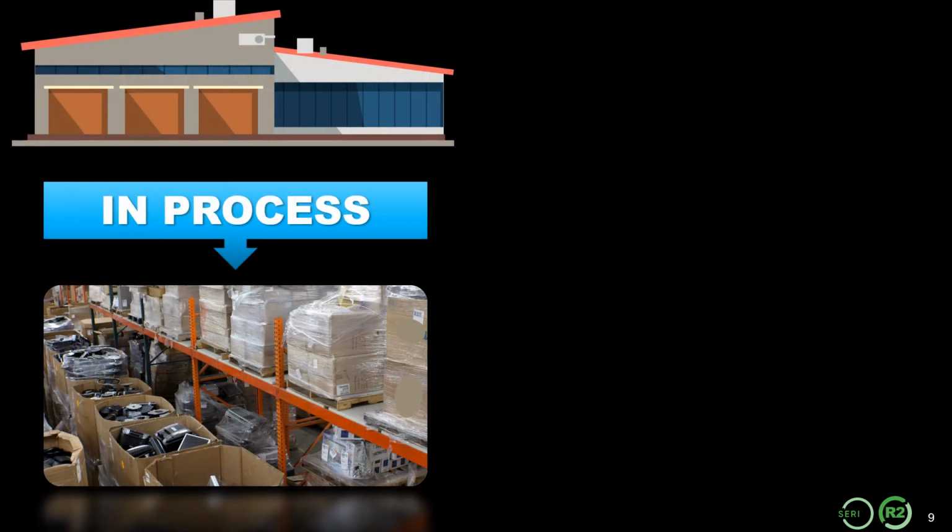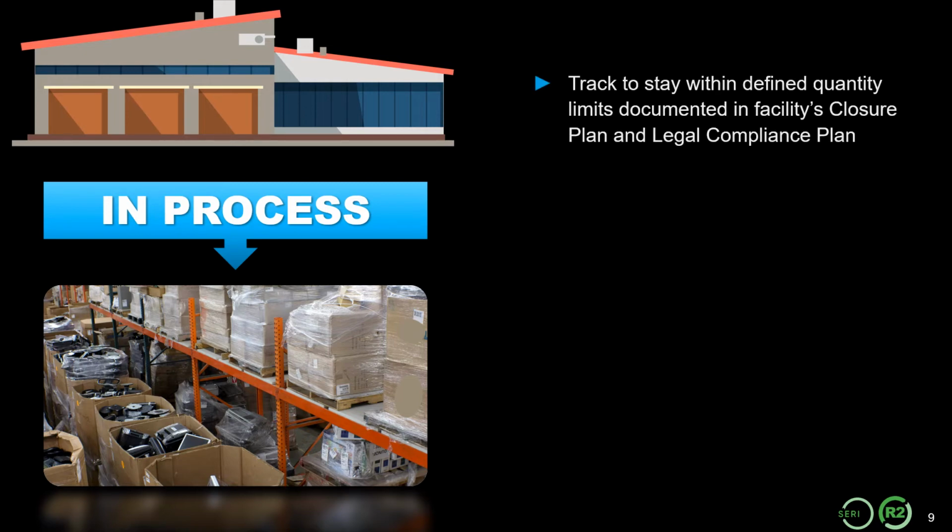In addition to tracking inbound and outbound throughput, Core 5 also includes requirements for managing in-process inventory levels. This is to ensure that R2-controlled streams are properly identified, tracked, and inventoried throughout the entire process, from receipt to shipment. Maximum inventory quantities must be defined in the facility's closure plan and may also need to be identified as regulatory requirements outlined in the facility's legal compliance plan.